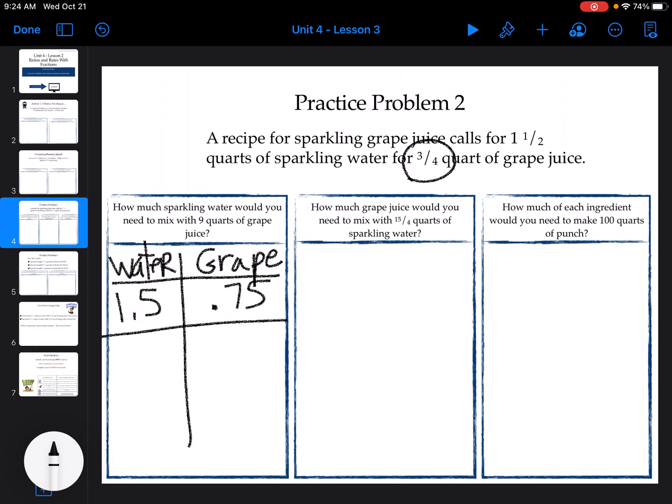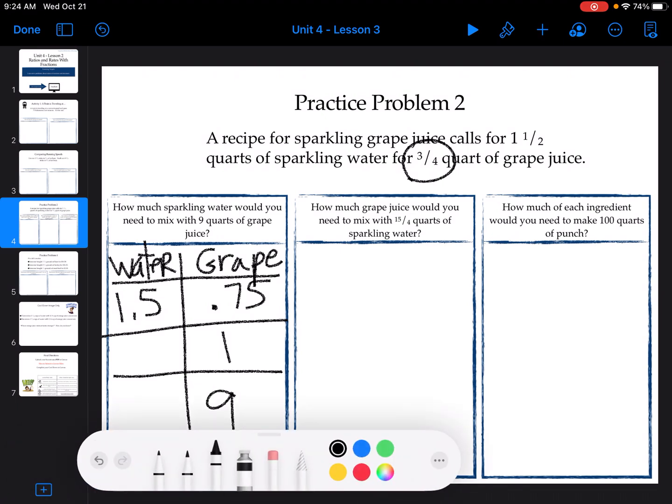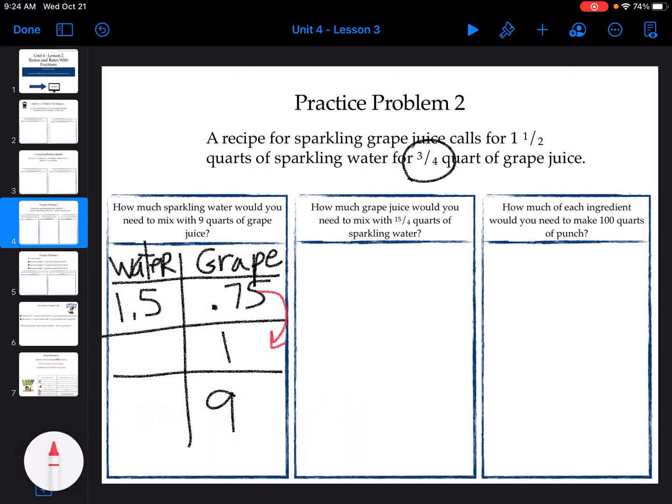So I have to figure out what it would be for 1 quart of grape juice, so then I can figure out what it's going to be for 9. So I'm going to divide by 0.75. So I'm going to divide on this side by 0.75. So 1.5 divided by 0.75, and I get 2. So now I'm going from 1 to 9, so I'm going to multiply by 9. Multiply by 9 on this side, and I get 18. So it's going to be 18 quarts.